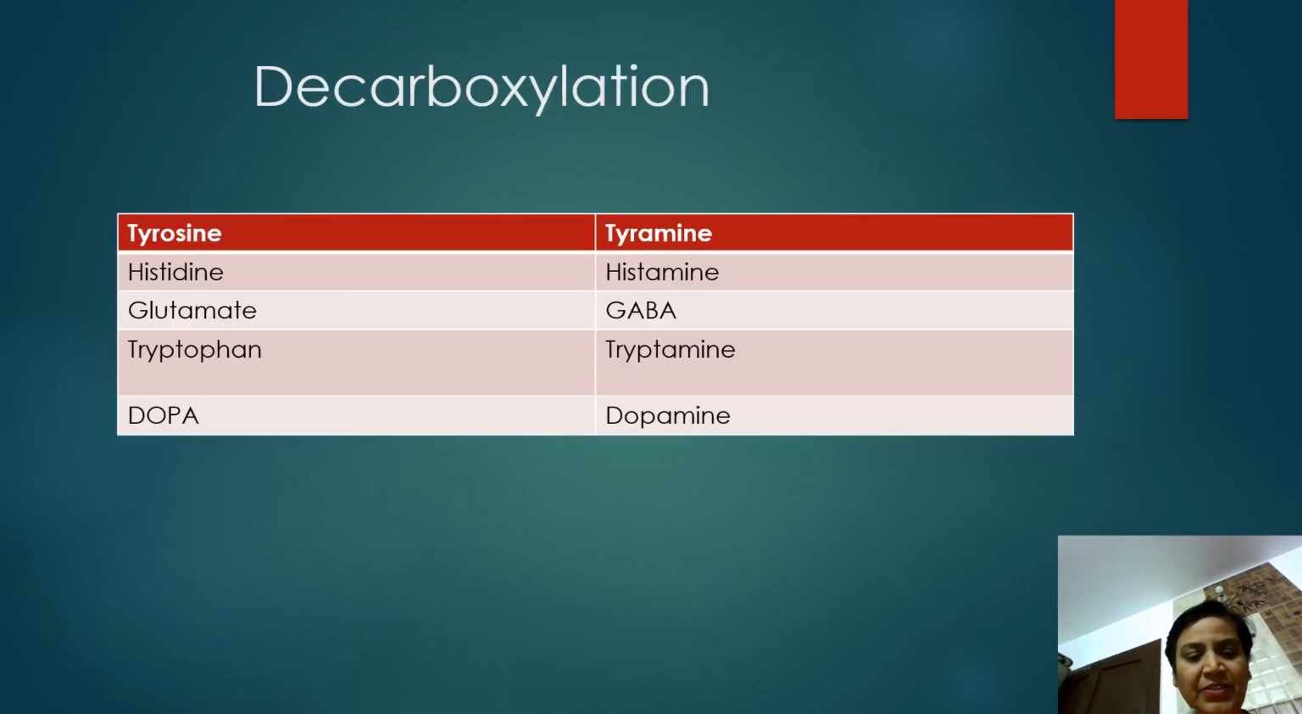Then first of all we are going to take up decarboxylation. You can see there are so many examples of decarboxylation, meaning removal of carbon dioxide. Take tyrosine: if carbon dioxide is removed, it forms tyramine. These are also known as biogenic amines.